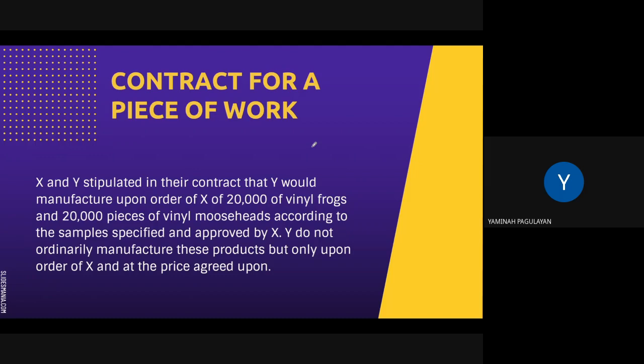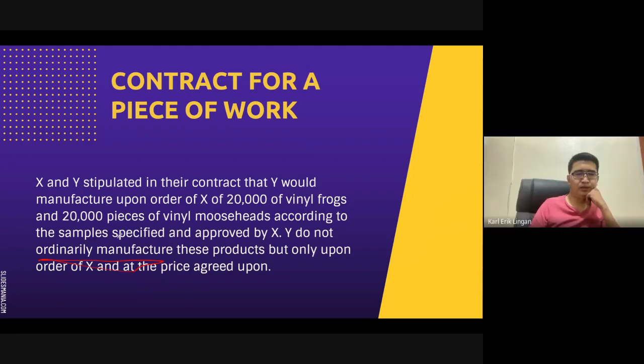Sir, a contract for a piece of work po because it's stated in the situation that they do not ordinarily manufacture this. It means that it is not part of the ordinary course of business of Y po. Okay, that's correct. And in addition to that, the samples or the product samples came from X. Okay, it came from X.